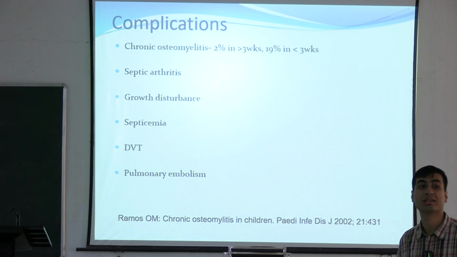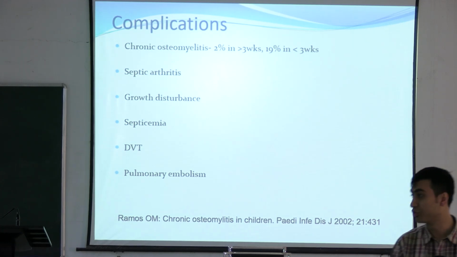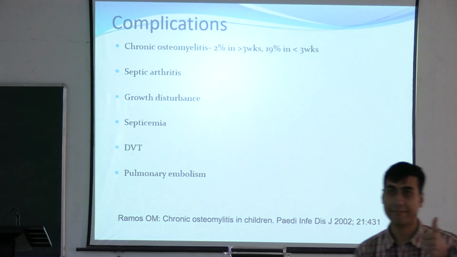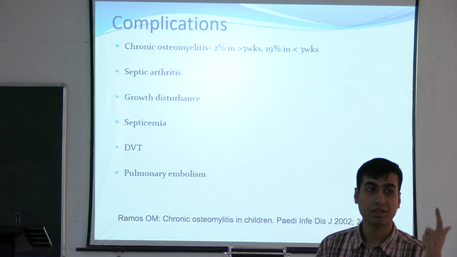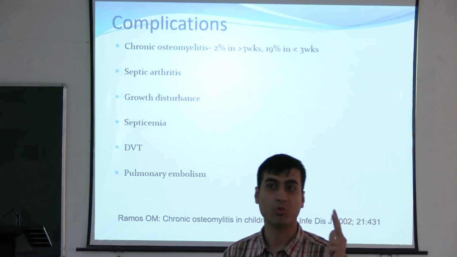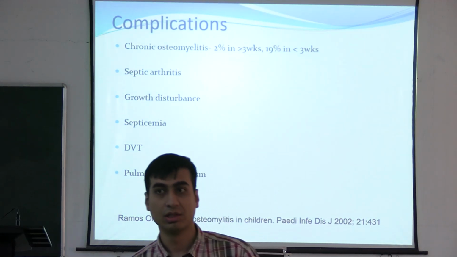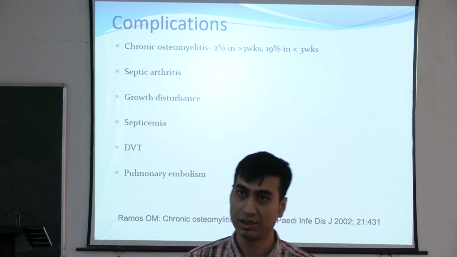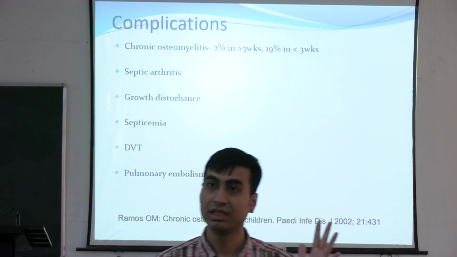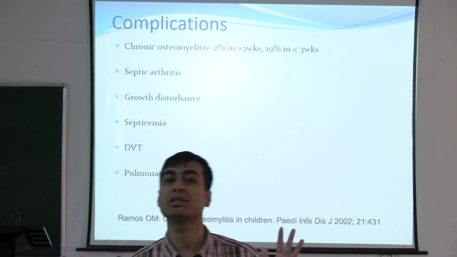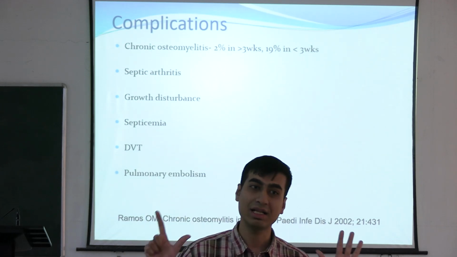So what are the topics, the headings that you have to do? First, definition. Next, etiology. Third, pathomechanism: why it is happening, where it is happening. Fourth, clinical features. Fifth, investigations. Sixth, treatment. Seventh, complications. So these are the headings.